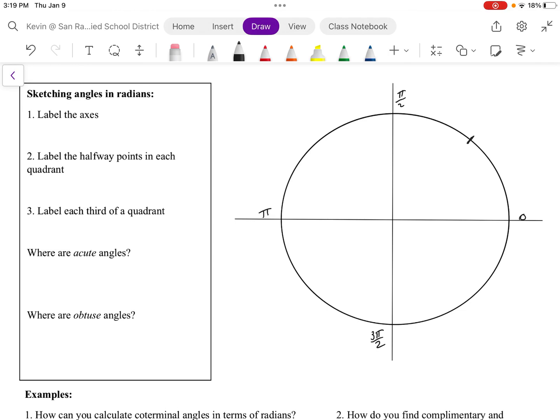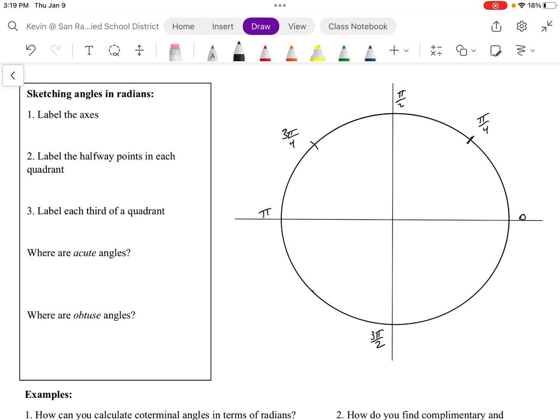All right, now we'll do the halfway points between the quadrants, which would be here. So halfway between 0 and 1/2 would be 1/4. So that makes this pi over 4. And then halfway between 1/2 and 1 would be 3/4 pi. So this would be 3 pi over 4.